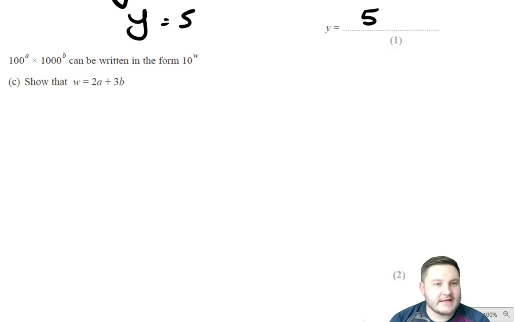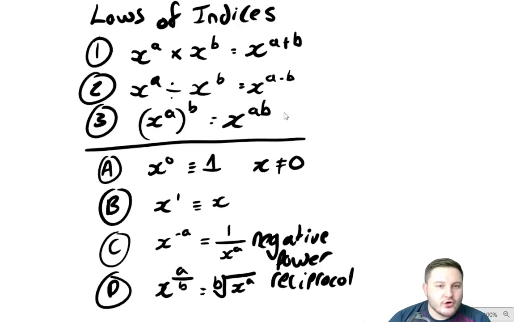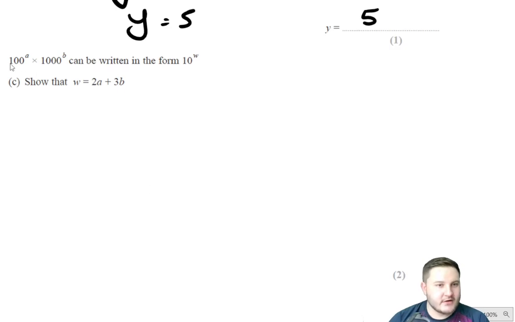100 to the power of a times 1000 to the power b can be written in the form 10 to the power w. Show that w is equal to 2a plus 3b. Now, right now, you might be tempted to say, well, I'll just add the powers, because we're multiplying. Remember, the key fact is you can only use the laws of indices if the base numbers are the same. And in this case, we've got 100 and we've got 1000, so the base numbers are not the same. So we can't use this law.